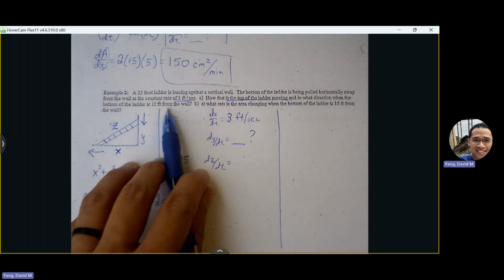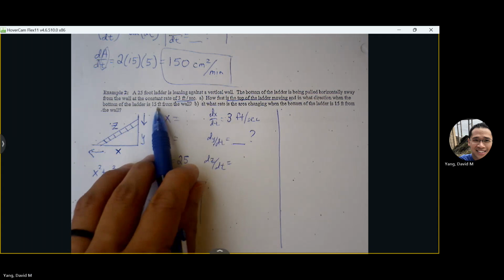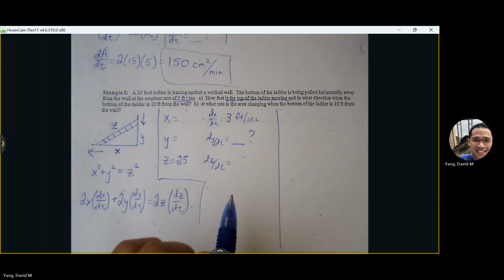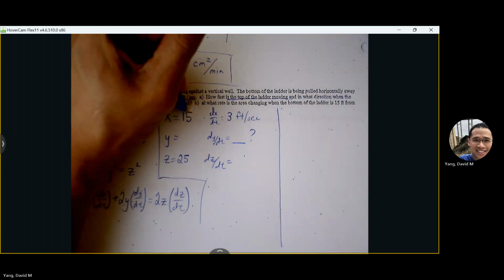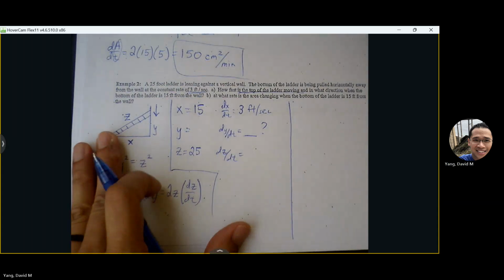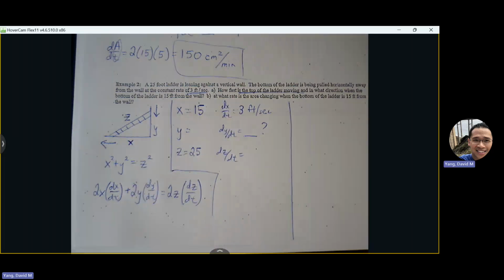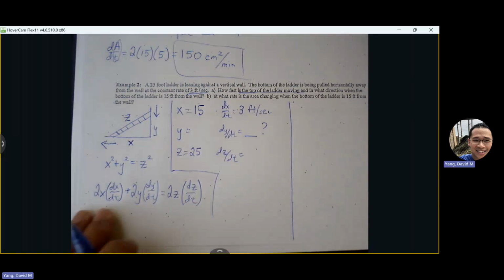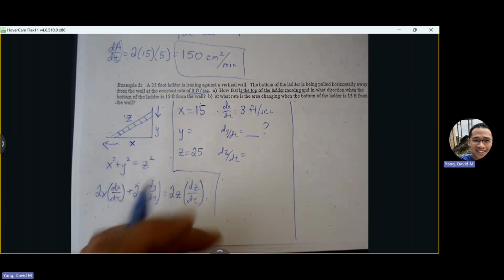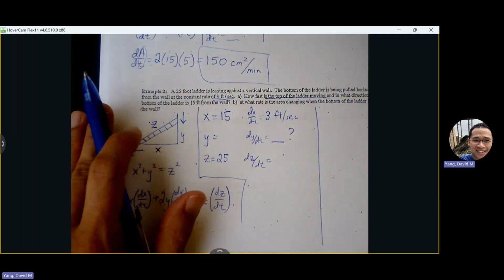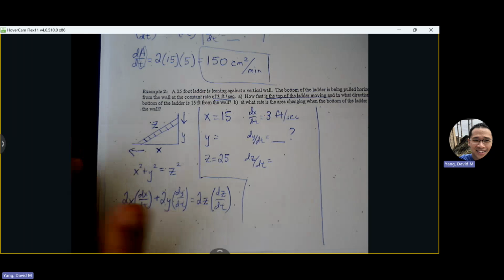When the bottom of the ladder is 15 feet from the wall, where's that 15 going to go? X, yeah. So the goal is that we can figure out 5 out of the 6 variables, because then we can plug it into the equation and solve for that missing variable. So there's two that are still unaccounted for. So let's see if we can figure them out just by what we know.